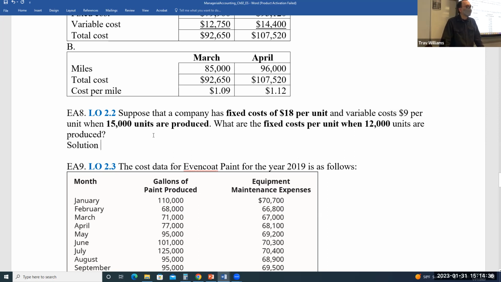We know that if they produce 15,000 units, fixed costs are $18 per unit. Well, what would be the fixed cost per unit if there were 12,000? This is kind of like exercise number 5, I think it was, we did, remember? So how did we figure that out? Cost per unit that we know is produced.